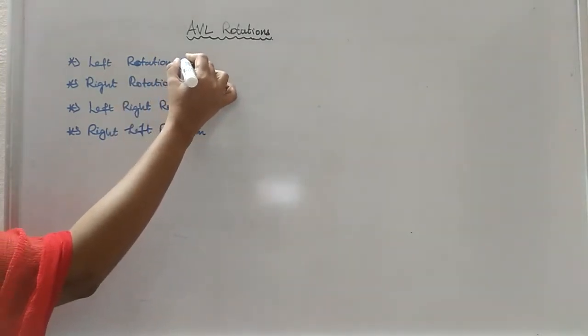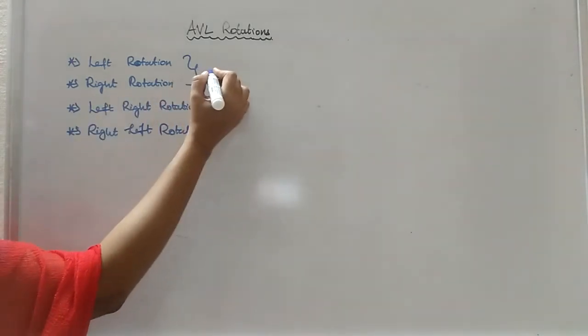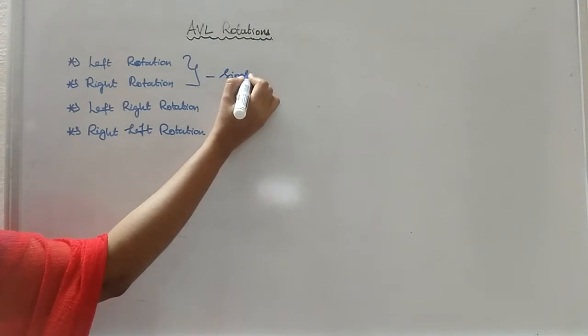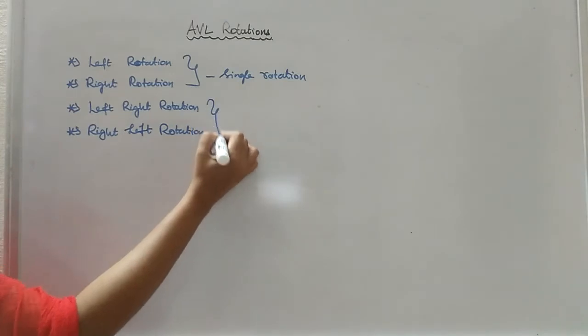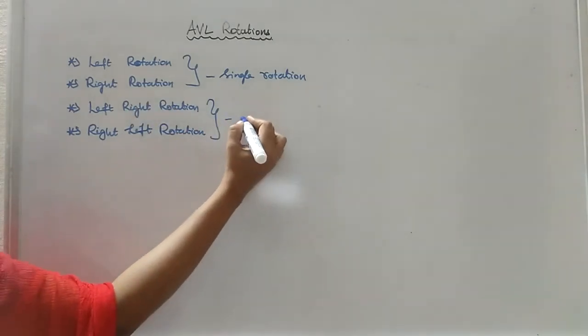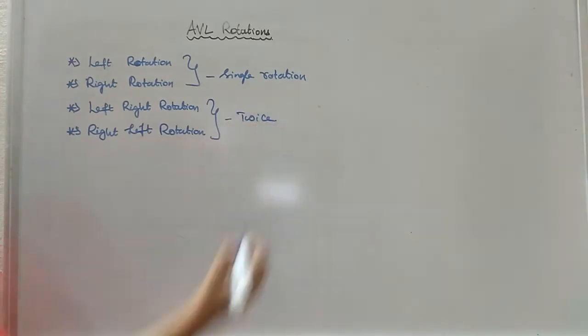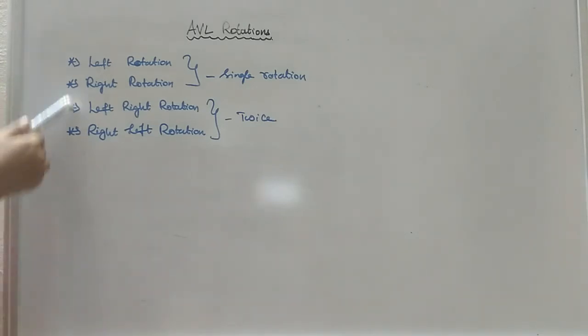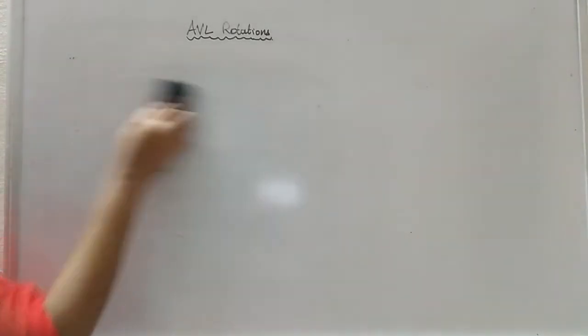Actually, if you take the first two types of rotations, you are going to perform a single rotation only. If you take these other types of rotations, you will perform the rotations twice. Okay, let's see these four methods one by one with an example. First I am going to explain the left rotation.